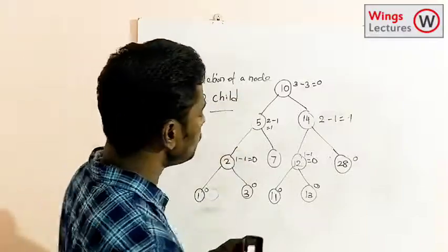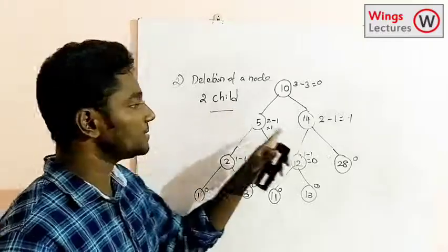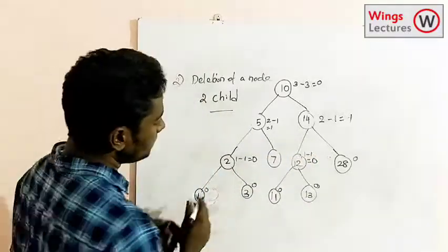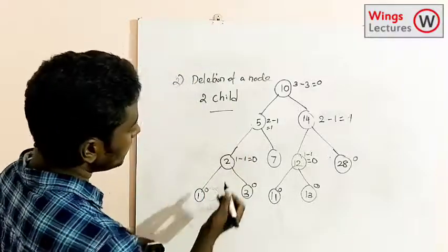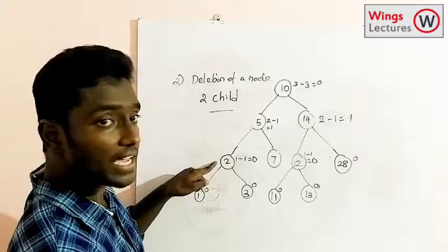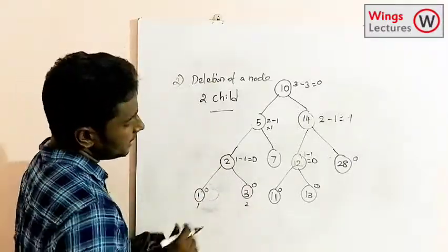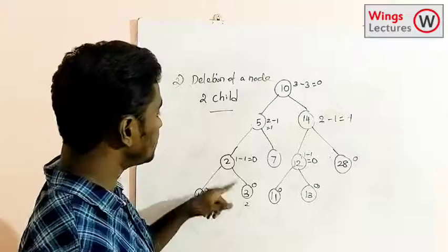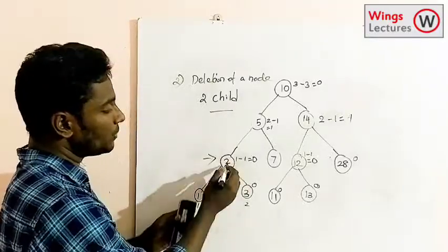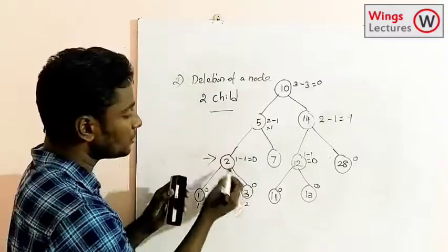So for this also you have to apply the same rule. You have to replace that node with the in order successor, okay? And see which node has 2 children. So here, 2 is having 2 children, okay? 1 and 2. I am going to delete 2 now, okay? So the in order successor of 2 is what?